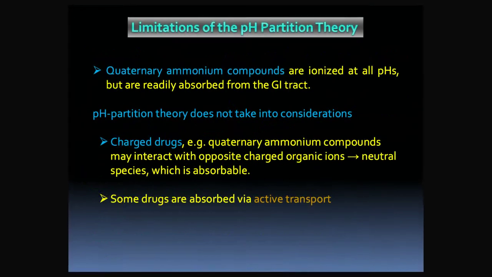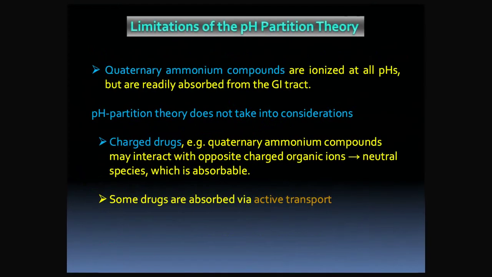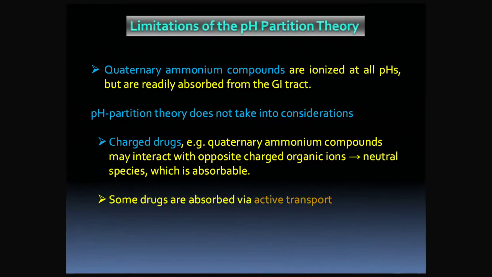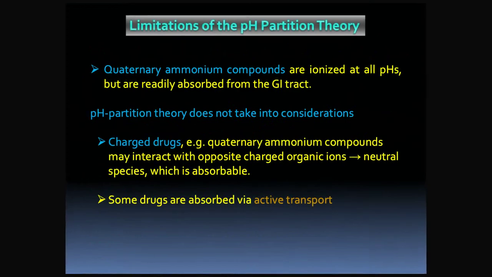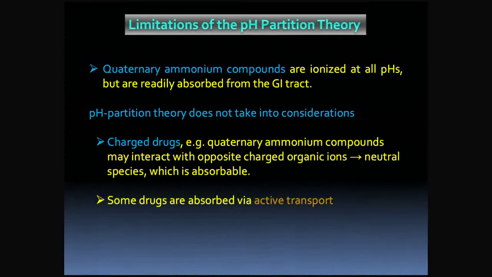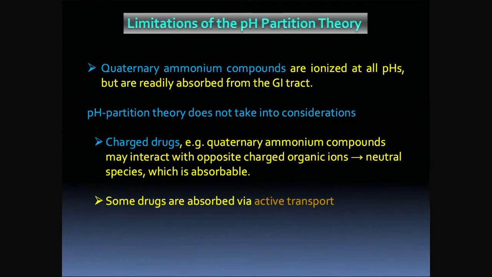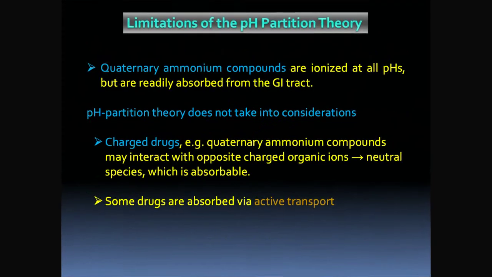Consider quaternary ammonium compounds. Despite maintaining a permanent positive charge across the entire physiological pH range, they still successfully traverse the gastrointestinal barrier. This occurs because charged molecules can engage in ion pairing, where they associate with oppositely charged organic ions to form a net neutral complex capable of partitioning into the lipid membrane.